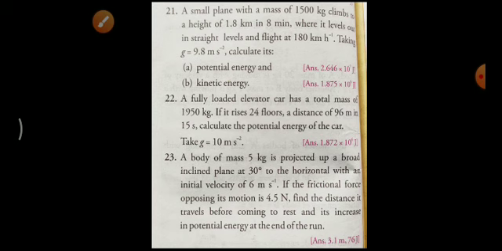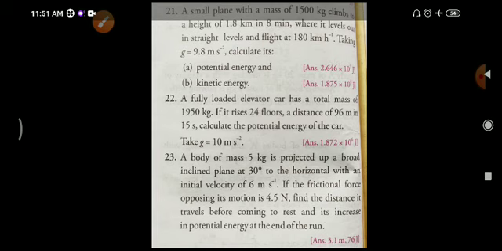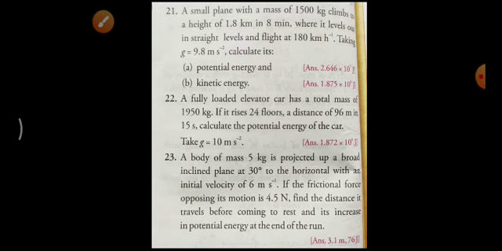If the frictional force opposing its motion is 4.5 Newton. Obviously, if we are traveling up the slope from the ground, then the frictional force will be there, and that frictional force is given here as 4.5 Newton. Find the distance it travels before coming to rest and its increase in potential energy at the end of the run. Okay, so let's start this one.